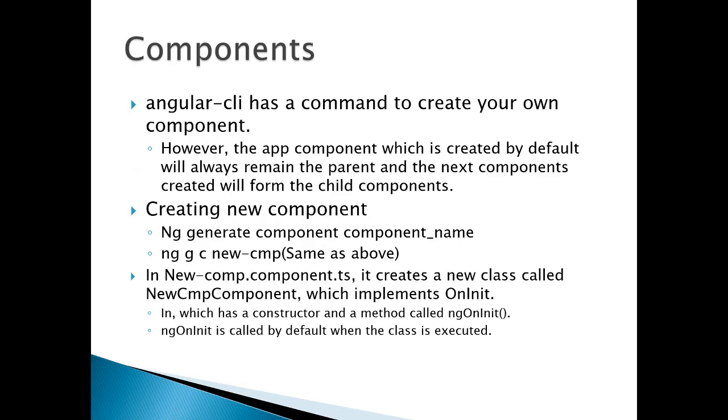We have created one component. To create the component, there is a simple mechanism. We have to write the command ng g c and the component name. G is for generate, and C is for component, and then the component name. It will create a complete component, a new class that is basically a child component which implements OnInit. In it we have a constructor and a method called ngOnInit. We will see what ngOnInit is on the next slide. ngOnInit is called by default when that class is executed.